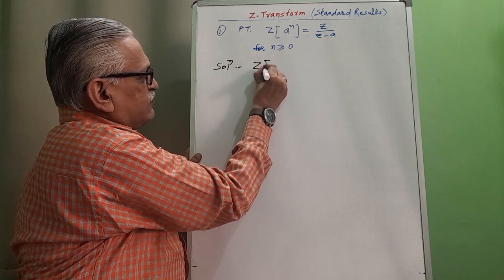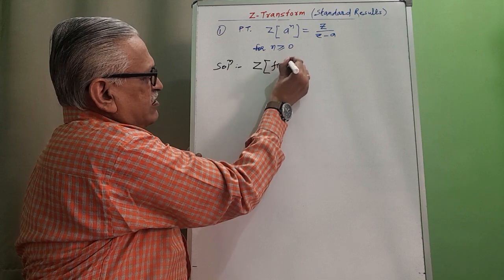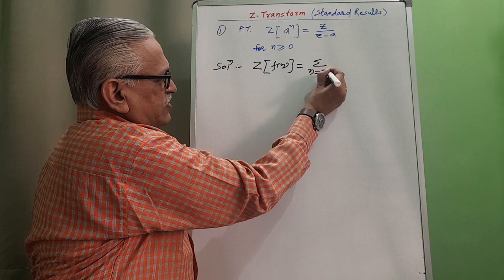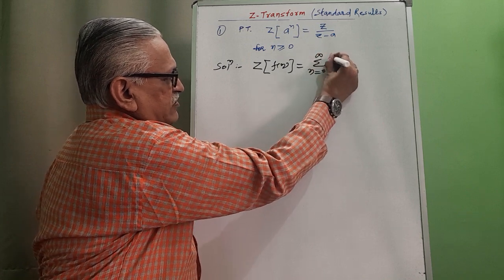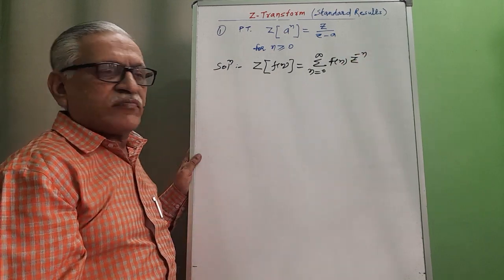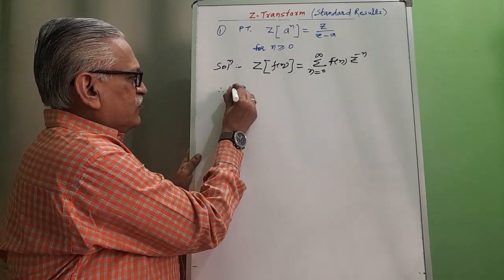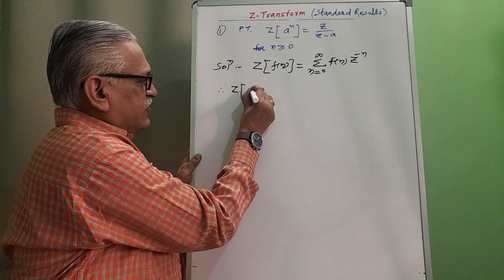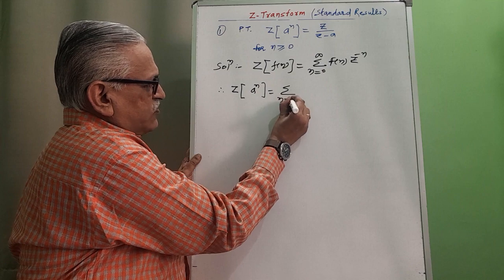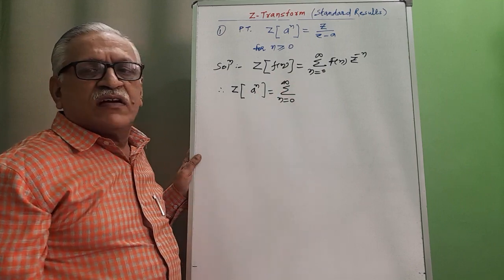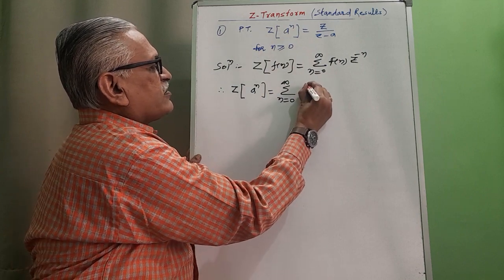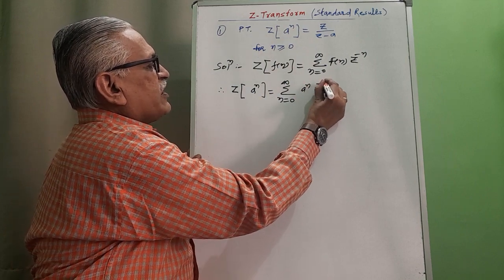we know that Z transform of a function f of n is obtained by the formula summation from n equal to 0 to infinity f of n into z raised to minus n, and therefore Z transform of the function a raised to n is summation from n equal to 0 to infinity, f of n is a raised to n. We substitute that function here into z raised to minus n.